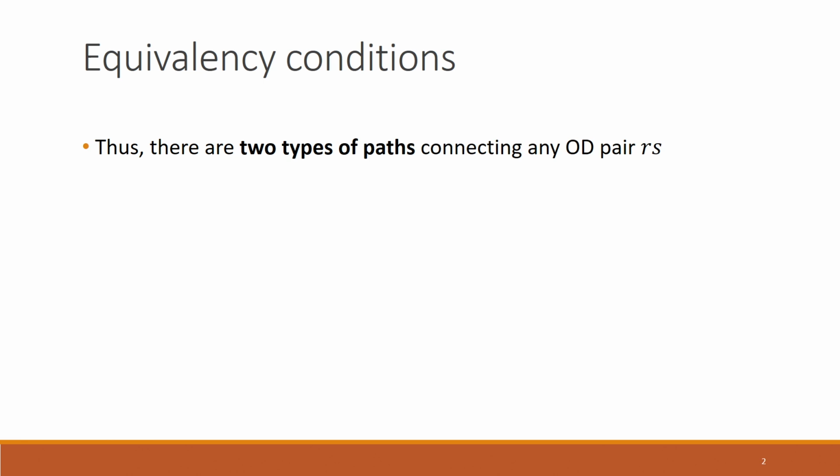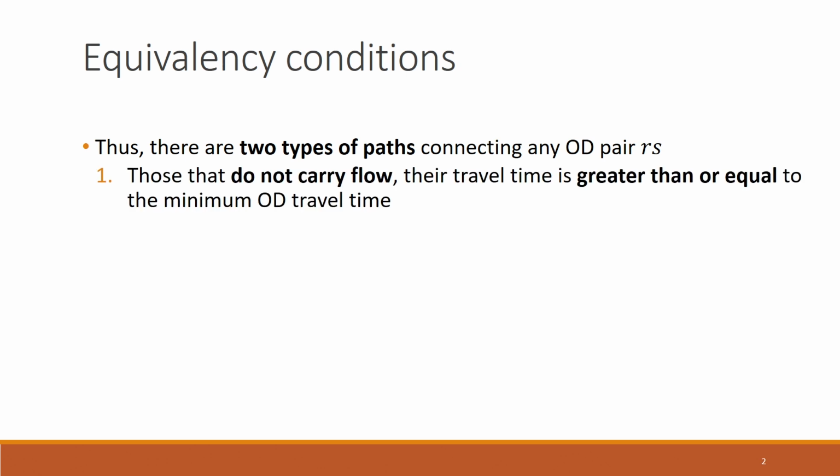So, there are two kinds of paths which are connecting any OD pair RS. First, those that do not carry any flow, so their travel time is greater than or equal to the minimum OD travel time. If you remember in the equivalency conditions that we saw, there was this CKRS, which is the travel time on path K connecting R to S. So, if there is a path where the flow is 0, then the only important condition that we have is CKRS is greater than or equal to URS. Okay. So, this was the second condition.